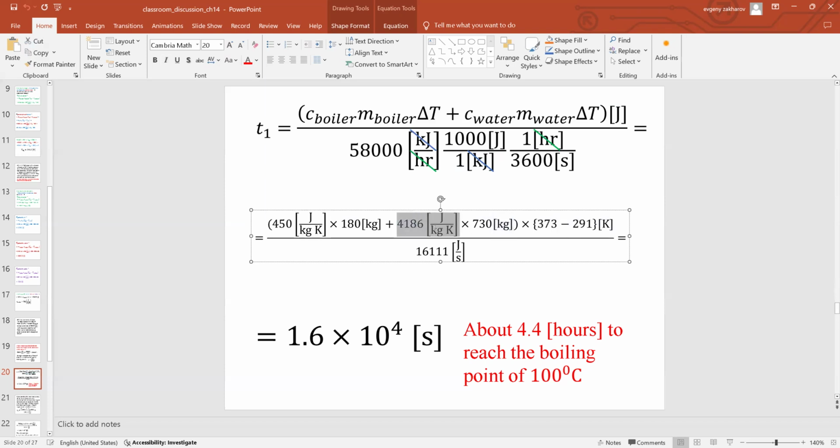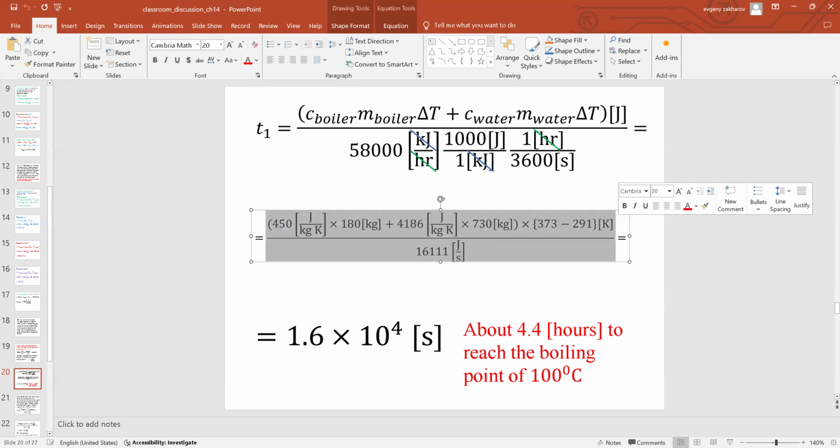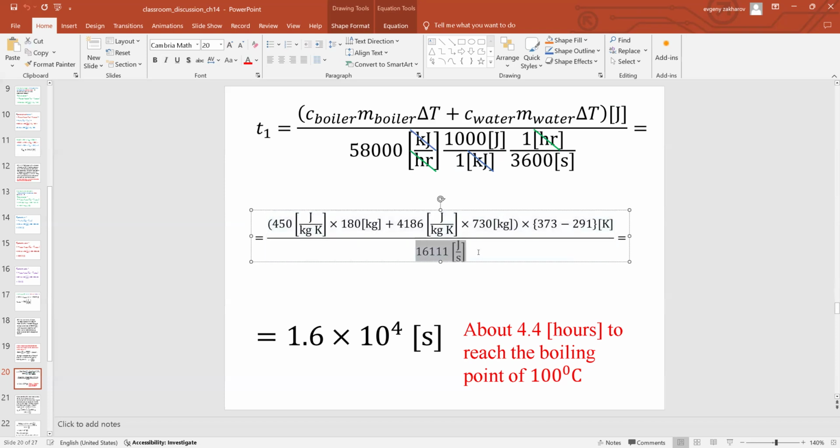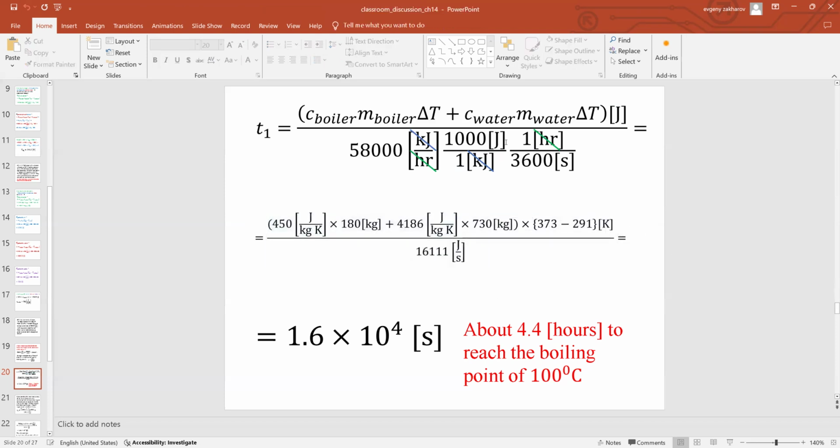This is your water with a certain mass. This is the iron with a certain mass. That's the total amount of energy needed to transfer to that system, so it is heated up to 100 degrees Celsius, which is 373 Kelvin. And divide by 16,000 joules per second. This is your power. This is the rate of energy transfer in a unit of time.